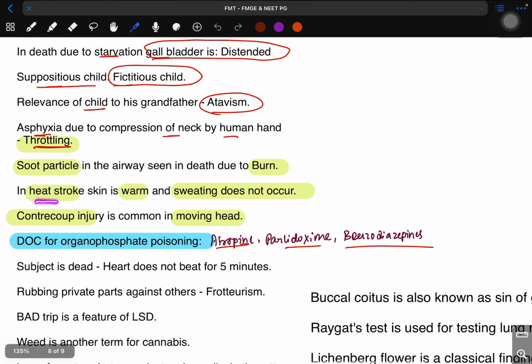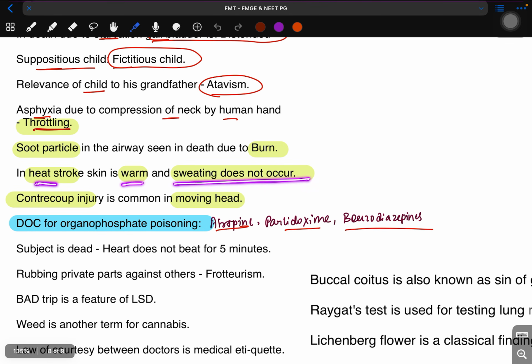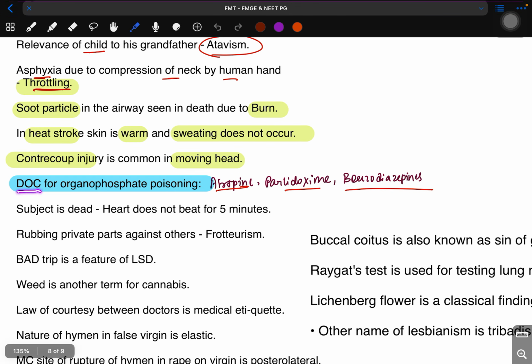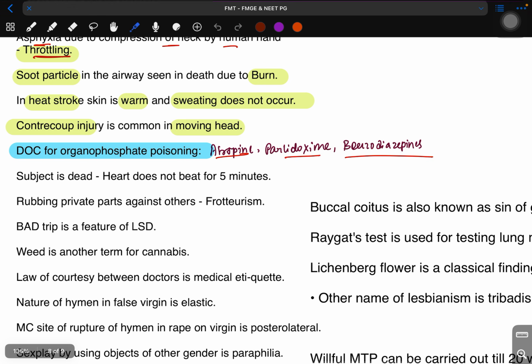In heat stroke, what are the characteristics? Skin will be warm and sweating does not occur. Countercoup injury is seen in a moving head. So if the head is in moving condition and then the injury happens, it is known as countercoup injury. Drug of choice for organophosphate poisoning: atropine, pralidoxime and benzodiazepines. Subject is dead. How will you confirm? The heart does not beat for 5 minutes.